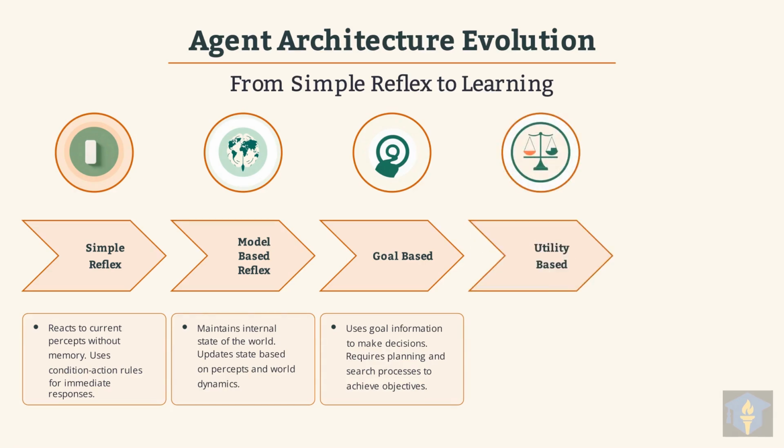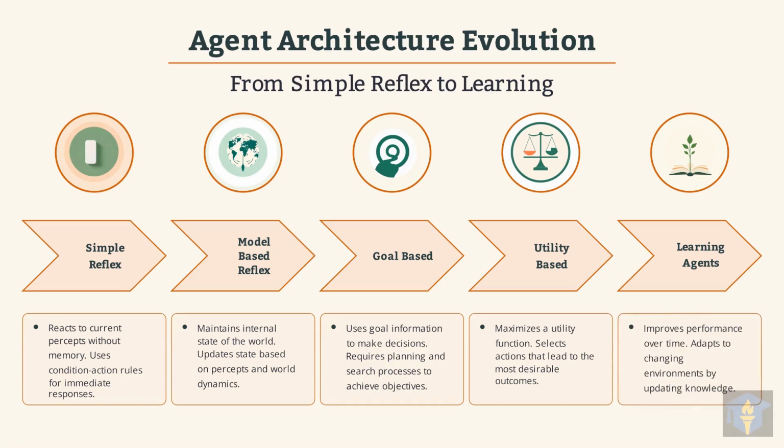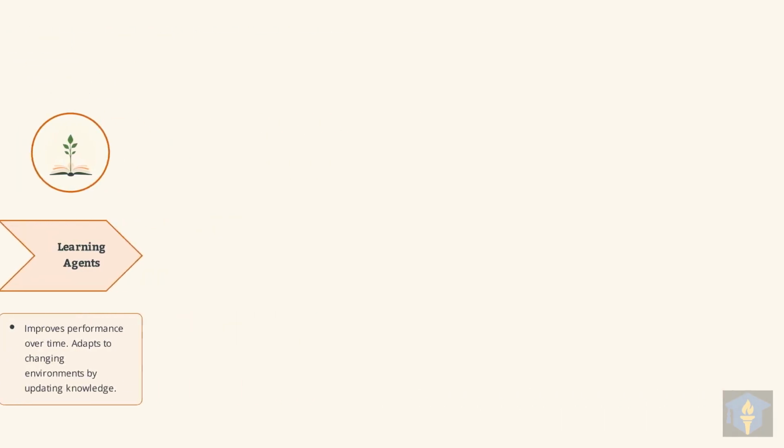Utility-based agents go a step further, aiming to maximize a utility function for optimal outcomes. These agents select actions that lead to the most desirable outcomes based on a defined utility function. Finally, learning agents are the most advanced, capable of improving their performance through experience. They adapt to changing environments, continuously updating their knowledge and improving their performance over time.